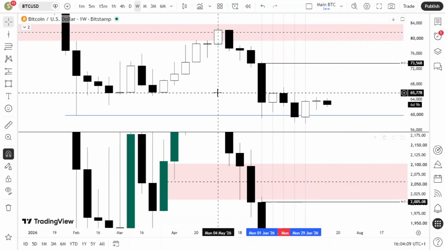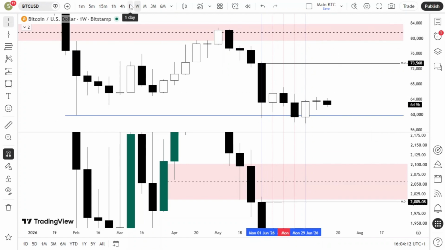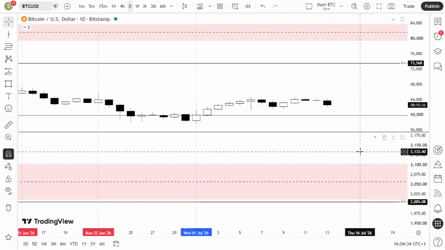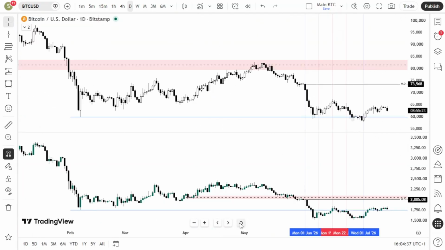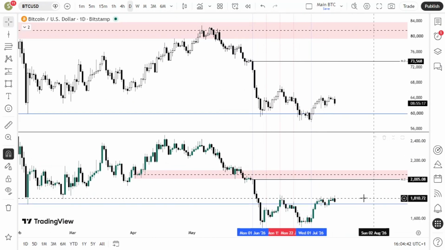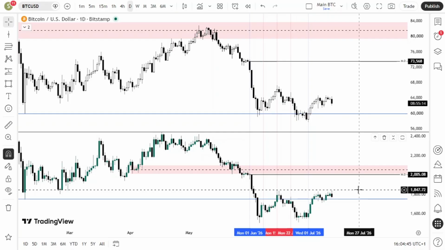So let me just move down to our daily time frame. The daily time frame is a very big time frame for me. It is a very big time frame because it plays a massive, very important role. Let me just arrange this, sorry. So the daily time frame plays a very important role. Now, before I start breaking down the daily time frame, let's just talk a bit about the daily time frame.